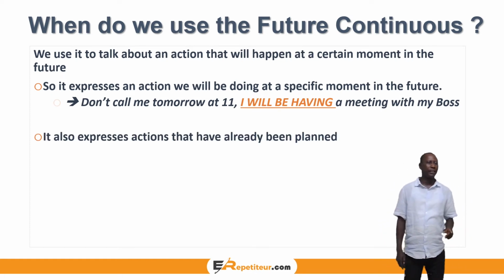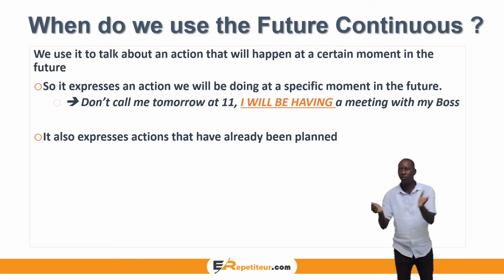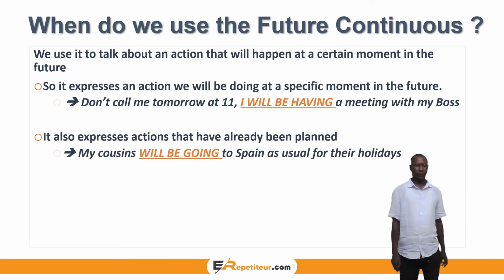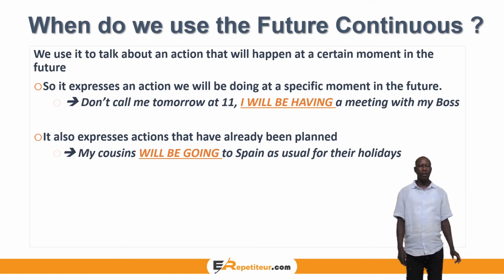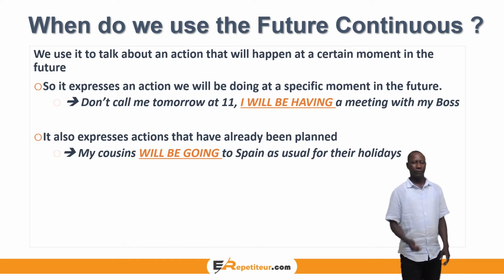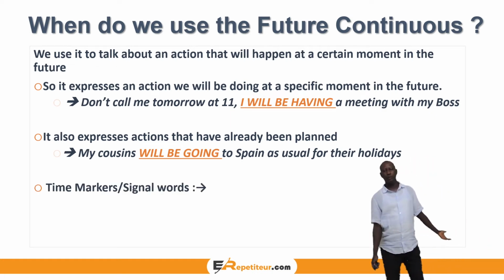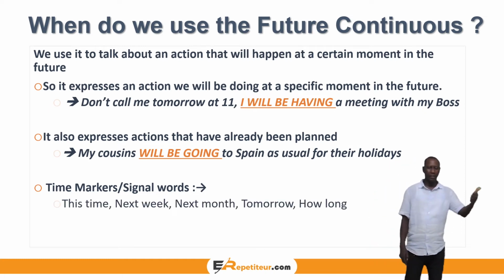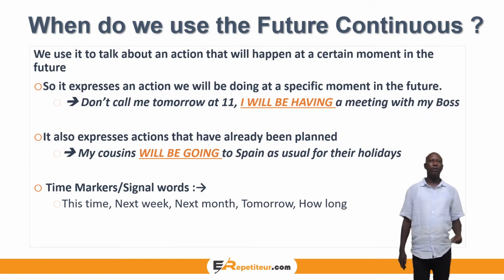It also expresses actions that have already been planned. My cousins will be going to Spain as usual for their holidays. It was planned. Time markers now. What are the signal words? We have this time, next week, next month, tomorrow.